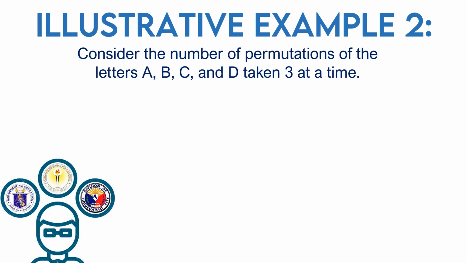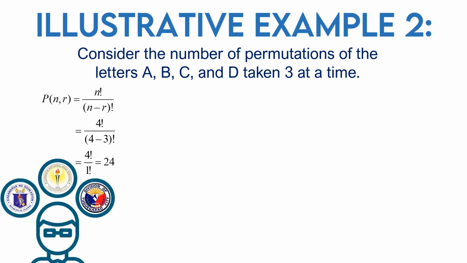Let's look at the second example. Consider the number of permutations of the letters A, B, C, and D taken 3 at a time. Since we are talking of permutation, we have to make use of the formula for permutation of n objects taken r at a time, which is given by n factorial all over n minus r factorial. Since there are 4 letters to choose from and we are going to take them 3 at a time, we have 4 factorial all over 4 minus 3 factorial, which gives us 4 factorial over 1 factorial, which is equal to 24.